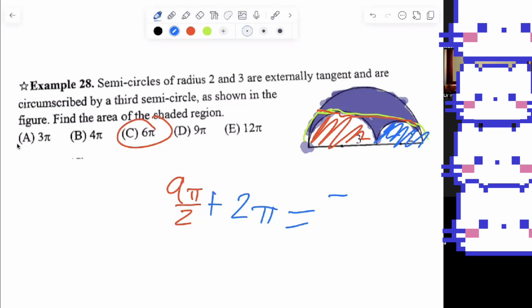Whoopsies. Oh wait, that's right. It gives us 11 pi over 2. Just fact checking to see I did not make a mistake. It's always good to do that.